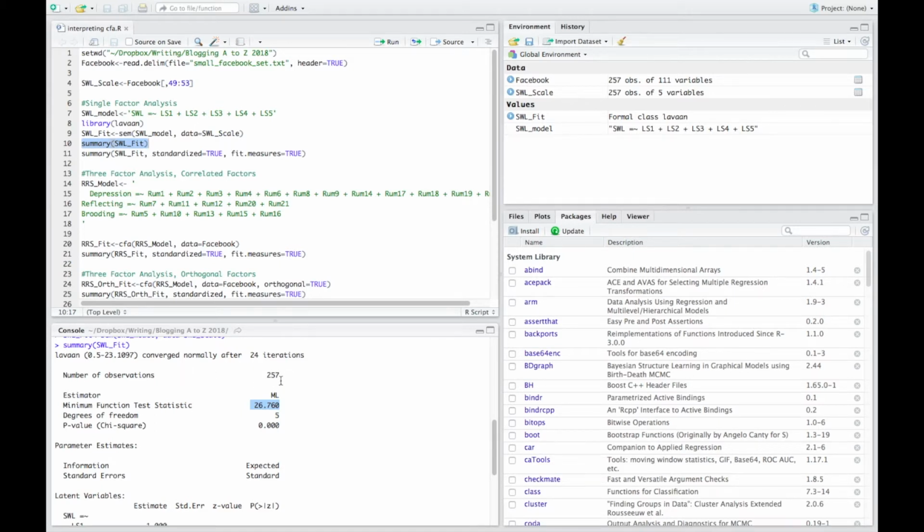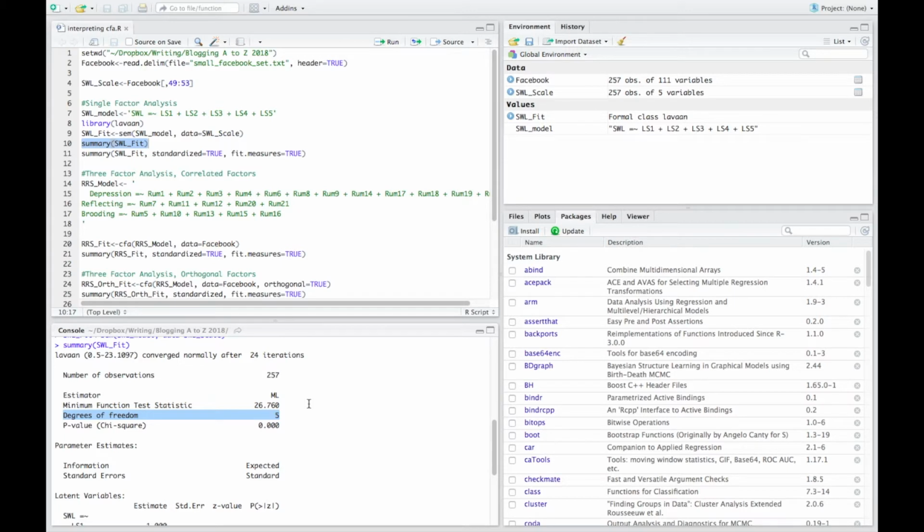So also want to look here, number of observations 257. Just make sure that that matches the number of people you have in your sample. In this case, it does. You might notice that the degrees of freedom associated with our chi-square is 5.